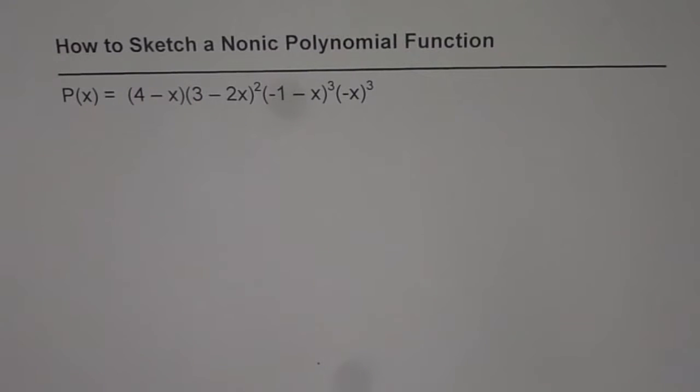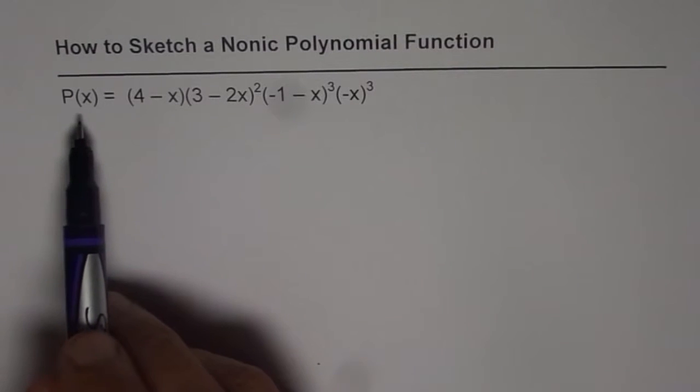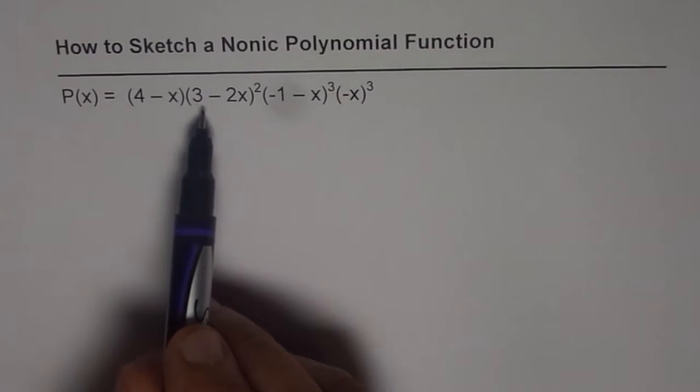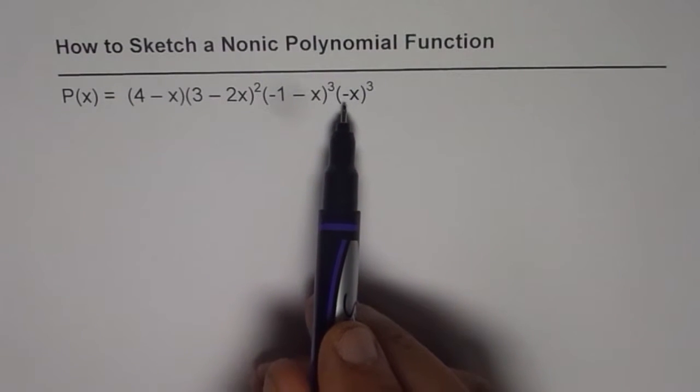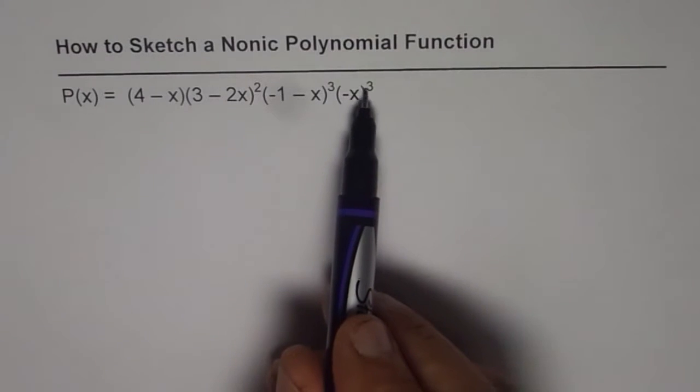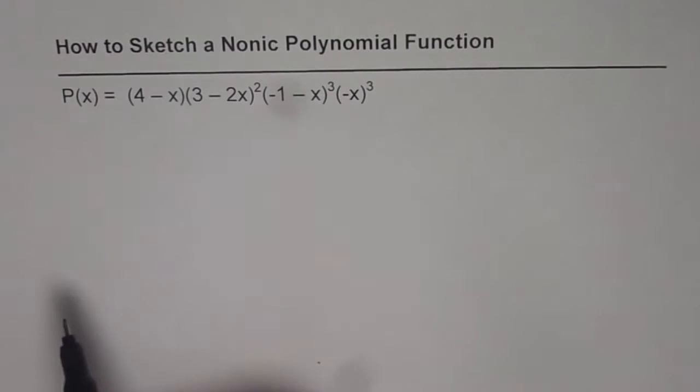I'm Anil Kumar, and to complete our understanding of how to sketch a polynomial function, here is an example of an odd degree function. A nonic polynomial, degree is 9. The polynomial given to us is (4 minus x) times (3 minus 2x) squared times (1 minus x) cubed times (minus x) cubed. 3 plus 3, 6, 7, 8 and 1, 9, right?